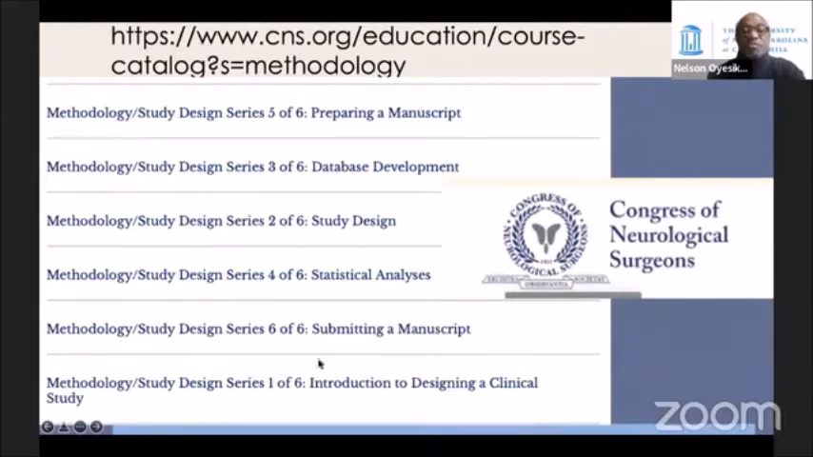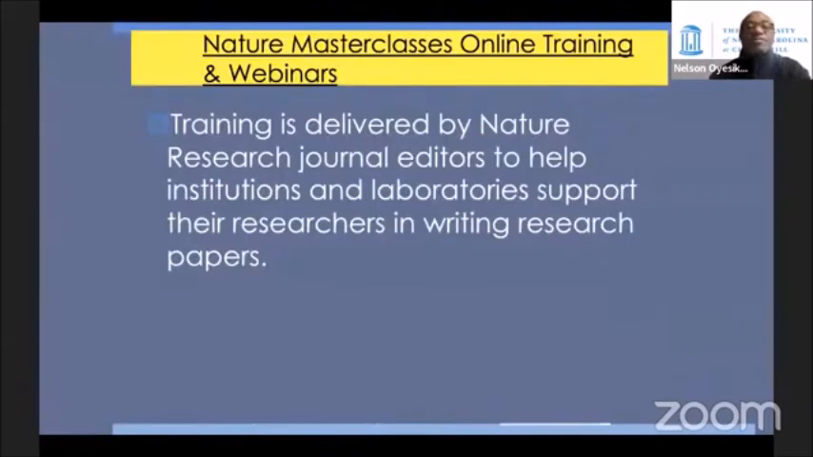It consists of 6 modules about how to design a study, what you need to do to submit a manuscript, elements of study design, statistical analyses, the database development that's required for many of the clinical studies, and then finally, how to prepare a manuscript. So that's the URL. You can copy that if you wish, or take a screenshot so you can use it to source that information.